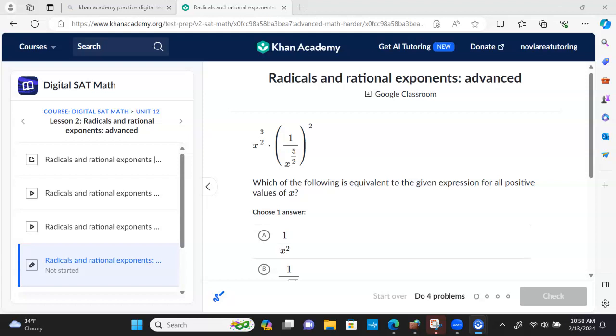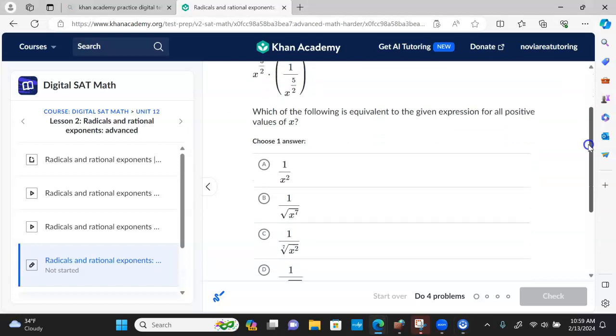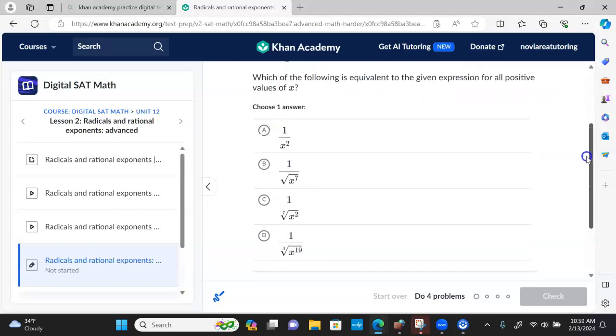If we look at this problem here, we have an expression, x to the 3 halves power times 1 over x to the 5 halves, the quantity squared. And we want to see what in the answer choices this is equivalent to. So we look on here, and we have 4 answer choices.